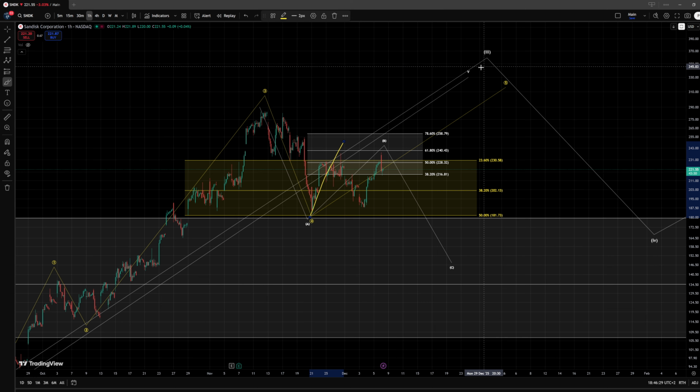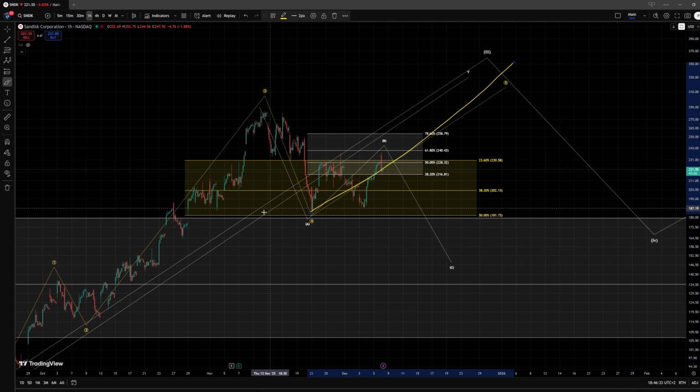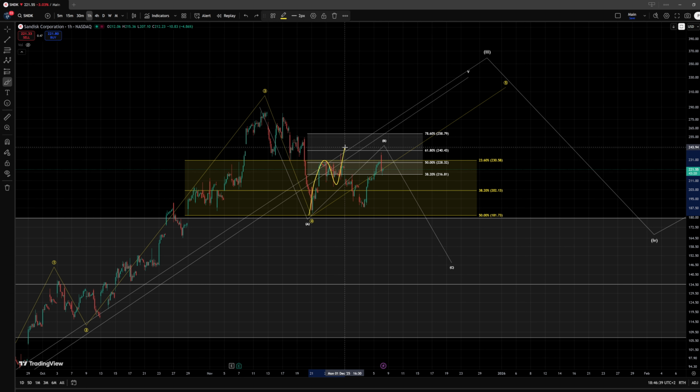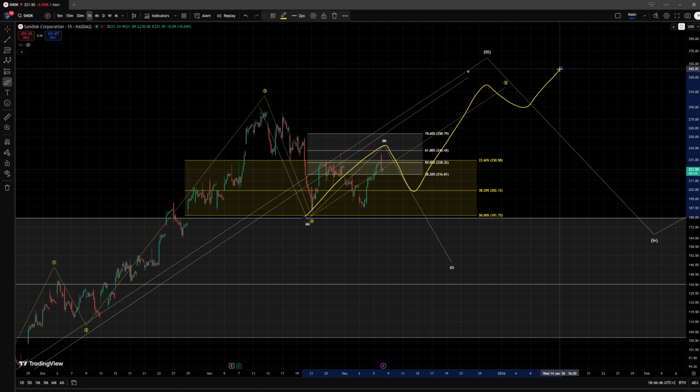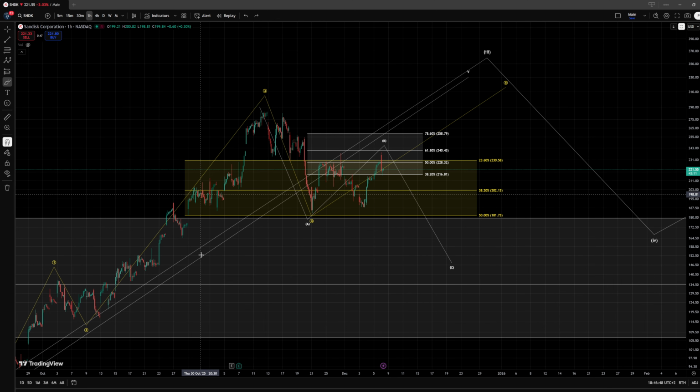Sure, it would need to be a 5-wave move, but it could be within an ending diagonal. So the fact that we only have an A, B, C structure in this area doesn't prevent it from forming a larger 5-wave move to the upside in this fifth wave in the yellow interpretation.